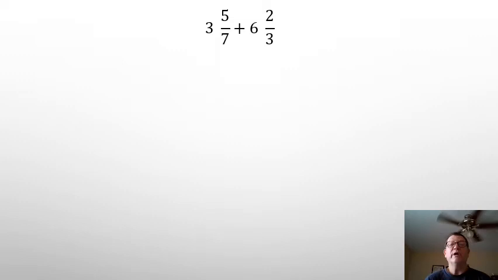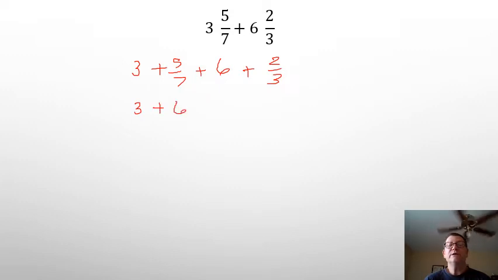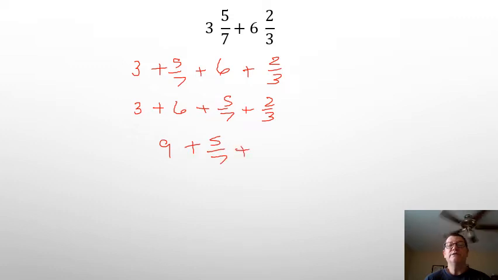Okay, let's rewrite it again. Remember, any of these videos, if you want to try it yourself, just pause it and then restart it again. But we got 3 plus 5/7 plus 6 plus 2/3. Rewrite it in accordance with the commutative property: 3 plus 6 plus 5/7 plus 2/3. Now we're going to add our whole numbers, which gives us 9 plus 5/7 plus 2/3.